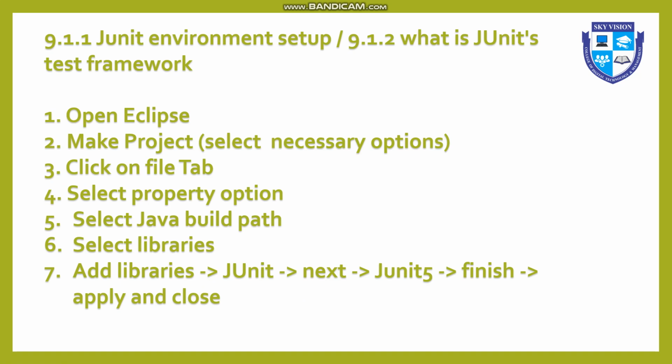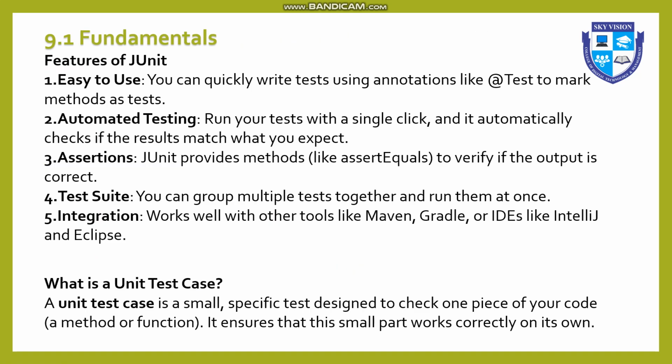Let me clear that: we don't have only the Test annotation, different annotations are available. Don't call them keywords, say annotations are available. The Test annotation marks methods as tests, so we can check the methods inside. Automated testing means running your tests without a single click. It's not any kind of magic. We need to write all the code, and after that when we click run, it will check through all the cases, case 1, case 2, case 3, case 4, like that.